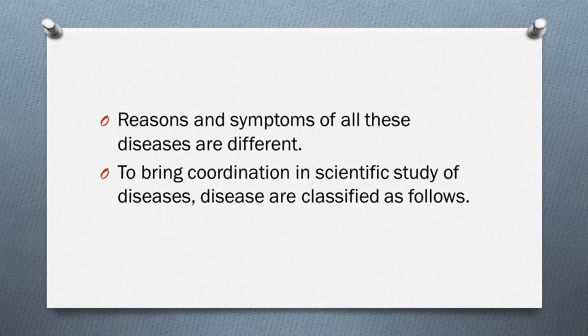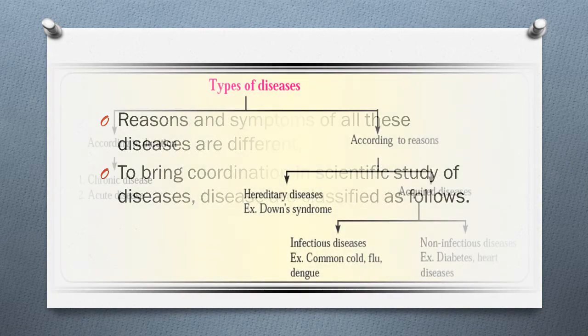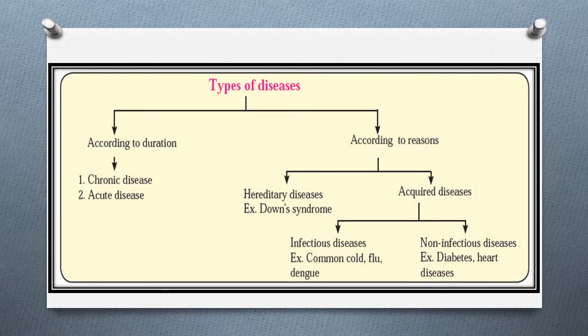To bring coordination in the scientific study of diseases, they are classified into types. Students, according to the duration and according to the reasons, the diseases are classified as follows. These are classified into two types: first according to duration, next according to the reason. According to the duration, that means the time period, diseases are classified into two types. First is chronic disease and second is acute disease.